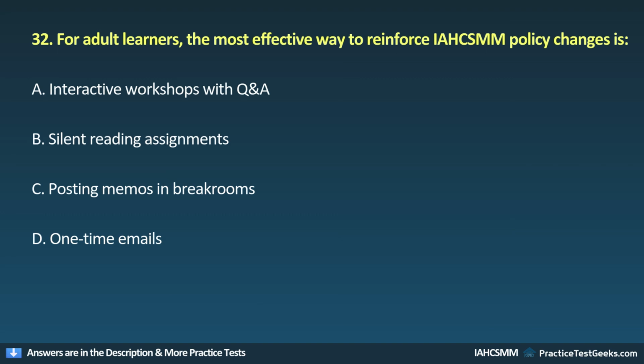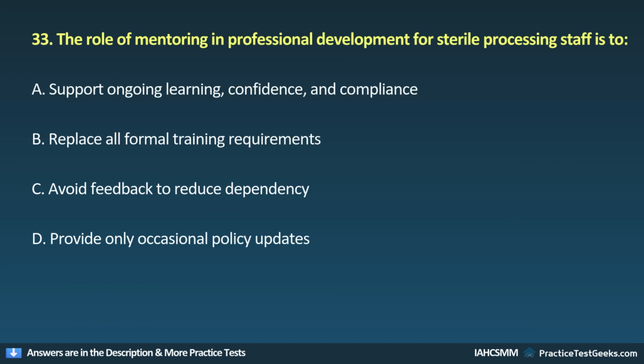32. For adult learners, the most effective way to reinforce IAHCSMM policy changes is A. Interactive workshops with Q&A. B. Silent reading assignments. C. Posting memos in break rooms. D. One-time emails.